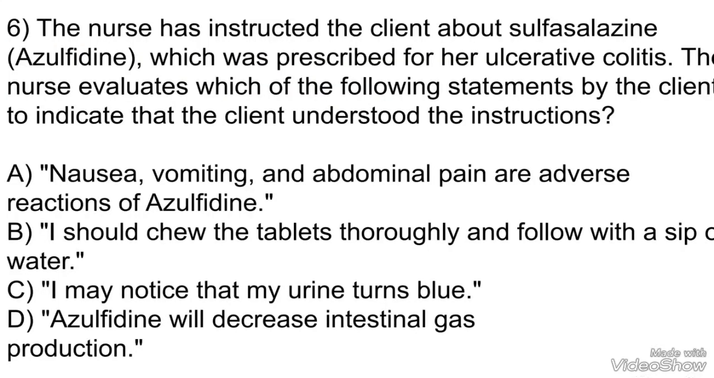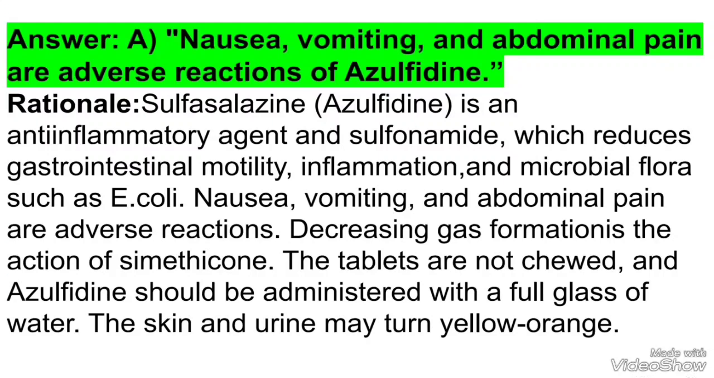6. The nurse has instructed the client about sulfasalazine, which was prescribed for her ulcerative colitis. The nurse evaluates which of the following statements by the client to indicate that the client understood the instructions. A. Nausea, vomiting, and abdominal pain are adverse reactions of Azulfidine. B. I should chew the tablets thoroughly and follow with a sip of water. C. I may notice that my urine turns blue. D. Azulfidine will decrease intestinal gas production. Answer. A. Nausea, vomiting, and abdominal pain are adverse reactions of Azulfidine.